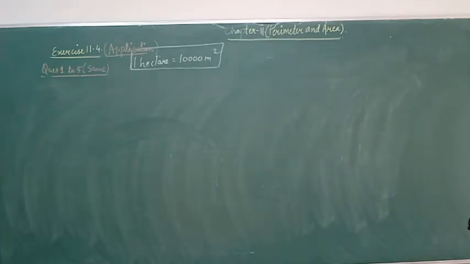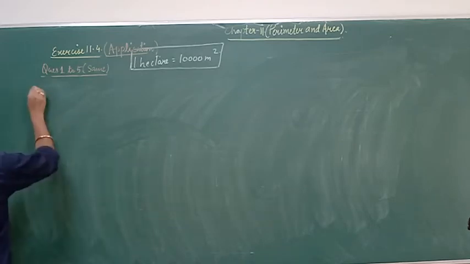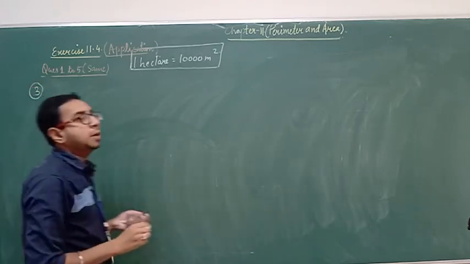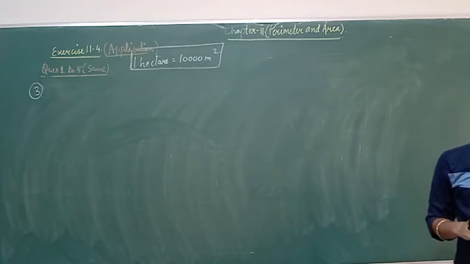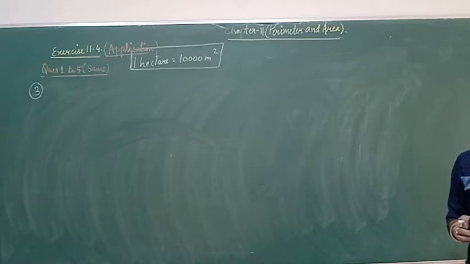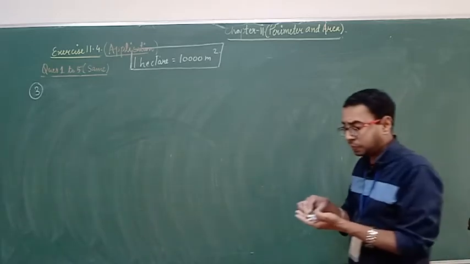Let's see question number 3 now. Understand question number 3. We have a cardboard, and a picture is to be painted on a cardboard 8 cm long and 5 cm wide, such that there is a margin of 1.5 cm along each side.